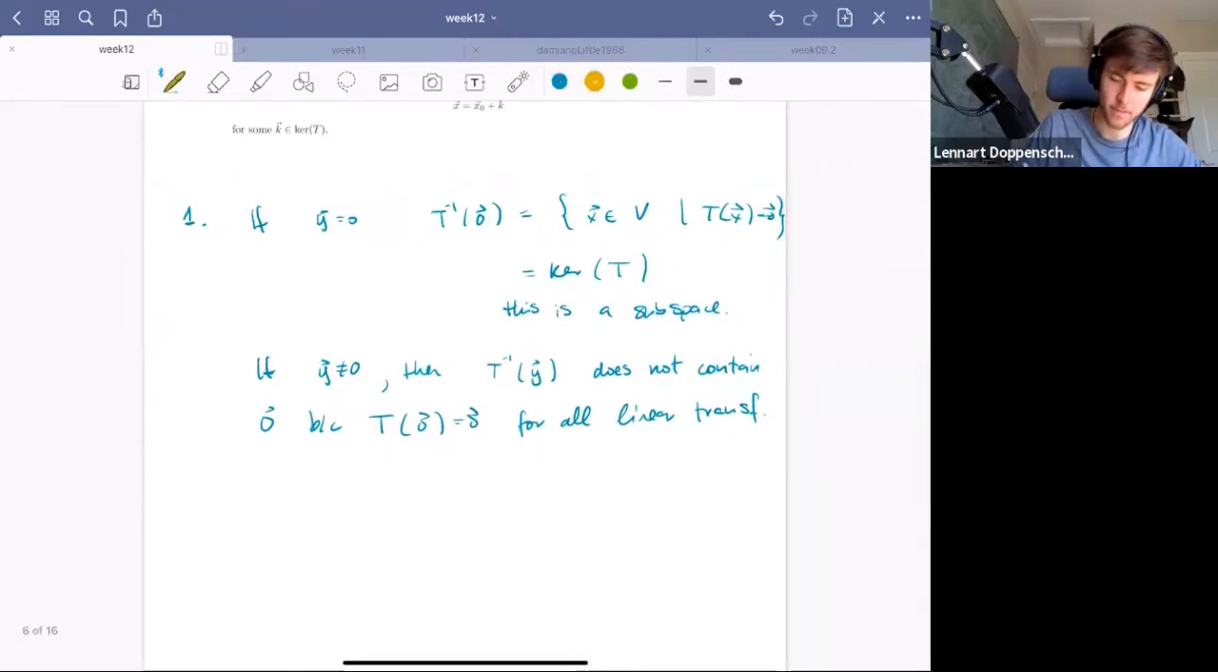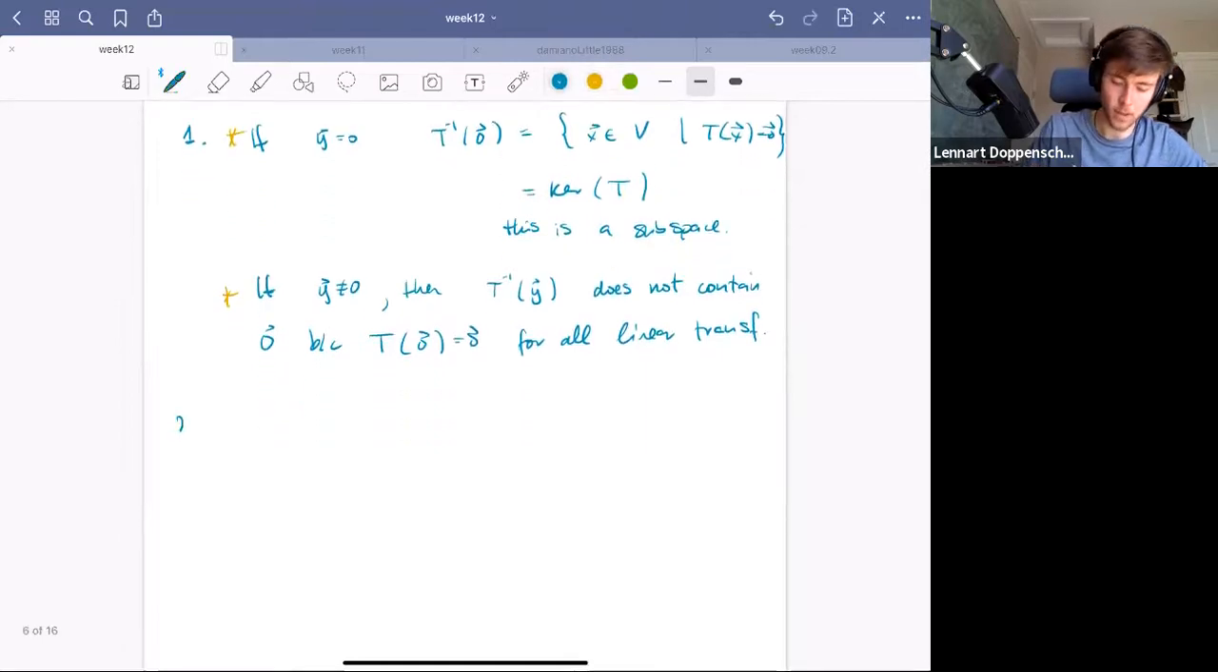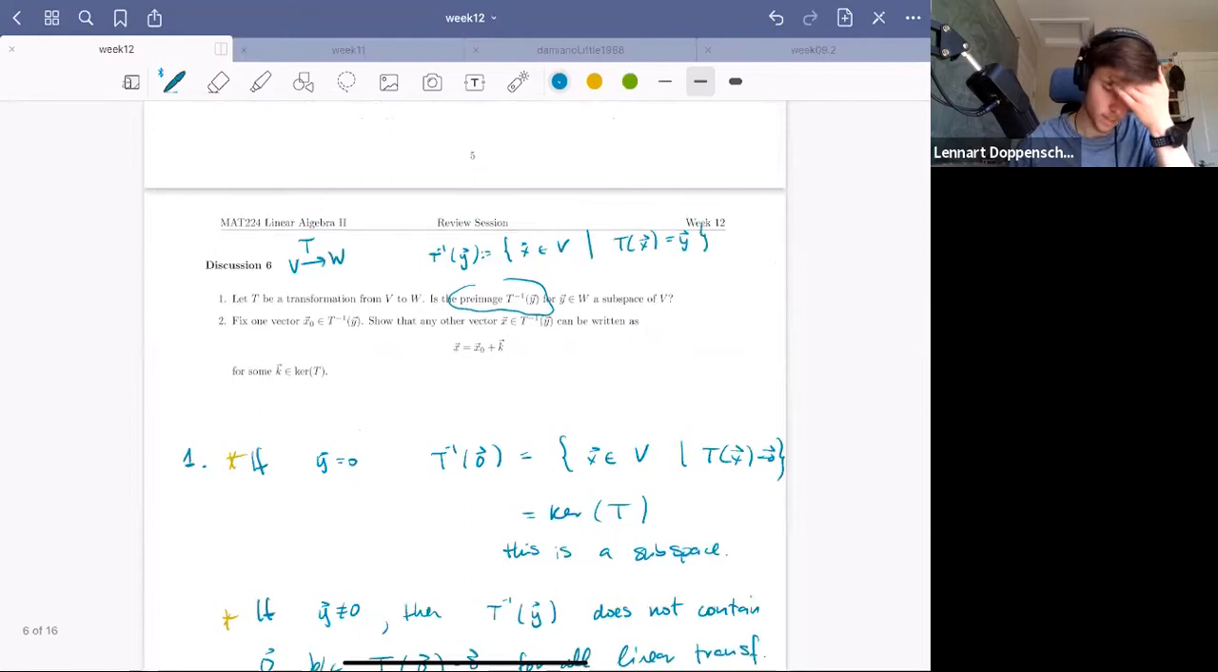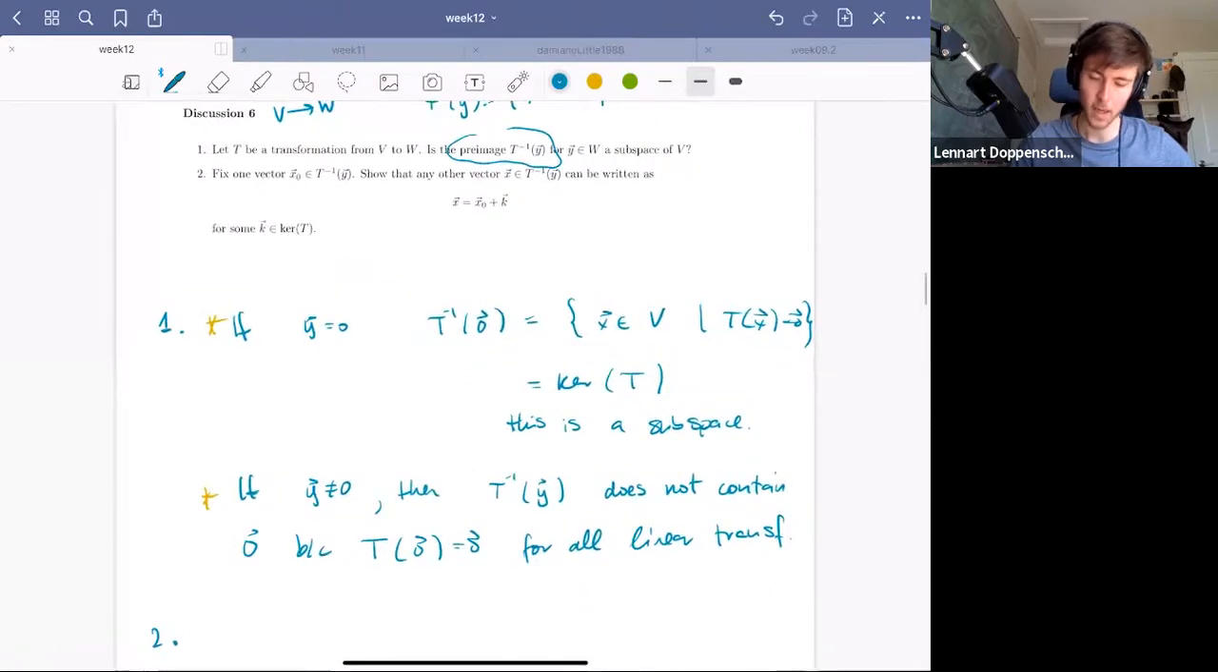Okay, that's the answer to the first question. So it's a subspace if and only if Y is 0. The second one, what does it say? So now we want to fix one vector x0 in the pre-image, and then we want to show that any other vector differs from x0 by something in the kernel. What exactly do we have to do to show this?